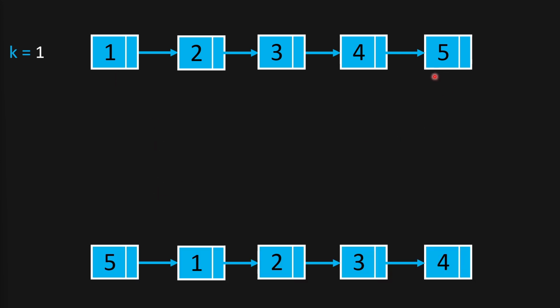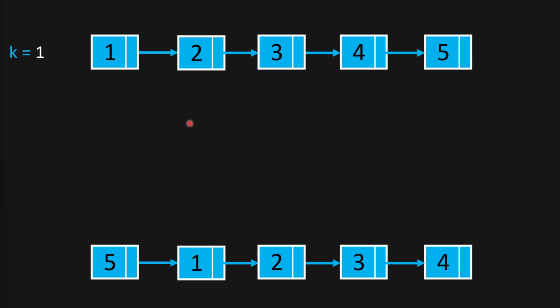So we're going to basically have this. As you can see, 5 is pointing to 1, 1 is pointing to 2, 2 is pointing to 3, 3 is pointing to 4, and 4 is pointing to nothing. Because we said if we actually rotate this, 4 is going to become the last node, and 5 is going to point to 1, meaning 5 is going to become the head of our list, like so.